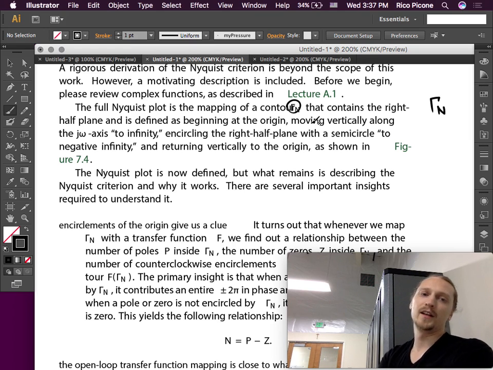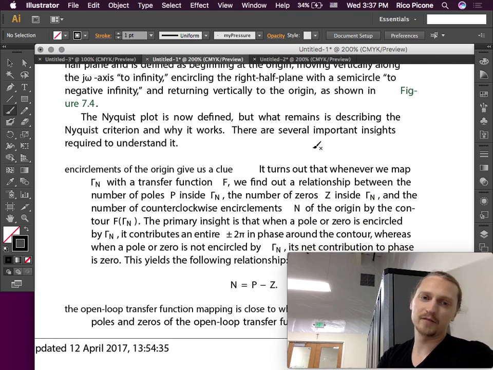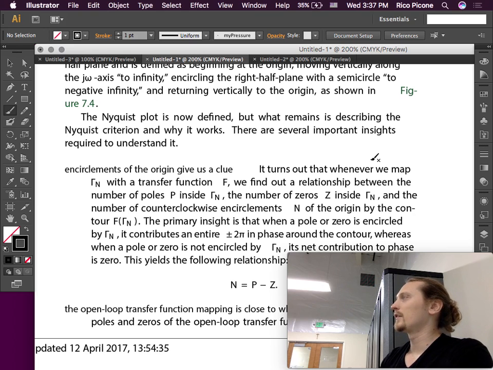So here we go. Here's the first insight. Encirclements of the origin give us a clue. It turns out that whenever we map gamma n with a transfer function f, we find a relationship between the number of poles inside gamma n, the number of zeros inside gamma n, and the number of counterclockwise encirclements n of the origin by the contour f of gamma n. So there's this relationship that emerges.